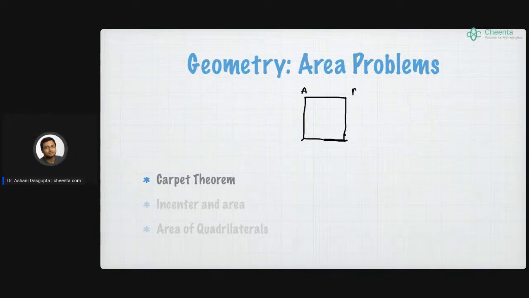Suppose you have a square ABCD, and you take any point here, let's call it X, and join AX and DX. And you take another point Y here, it doesn't matter which point, and you draw this. We learn the Carpet theorem with a lot of examples and problems in our main math Olympiad program, but here is one such problem. I will mark the red region, and I will also mark the green region.